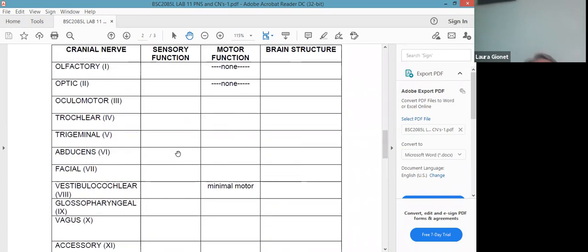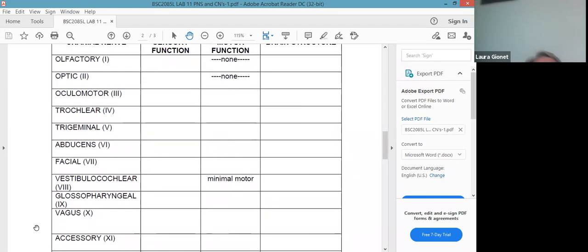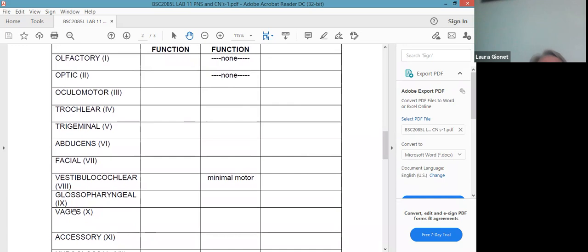Okay? All right. So, olfactory nerve, what is the sensory function? It conveys the sense of smell. And the optic nerve conveys the sense of vision.